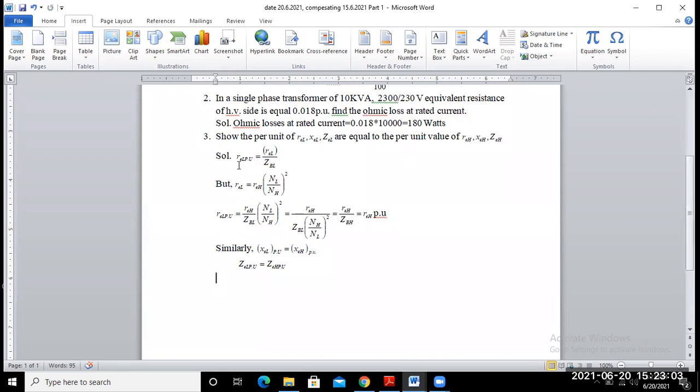That means the per unit leakage reactance on the low voltage side is equal to the per unit leakage reactance of the high voltage side, and the same holds for all the parameters, that means resistance, reactance and impedance.